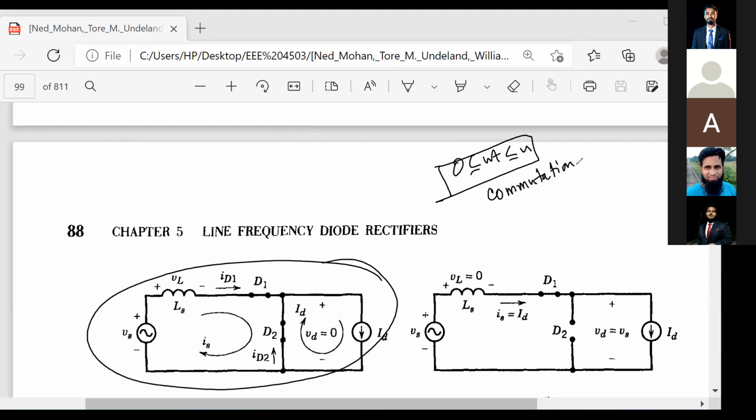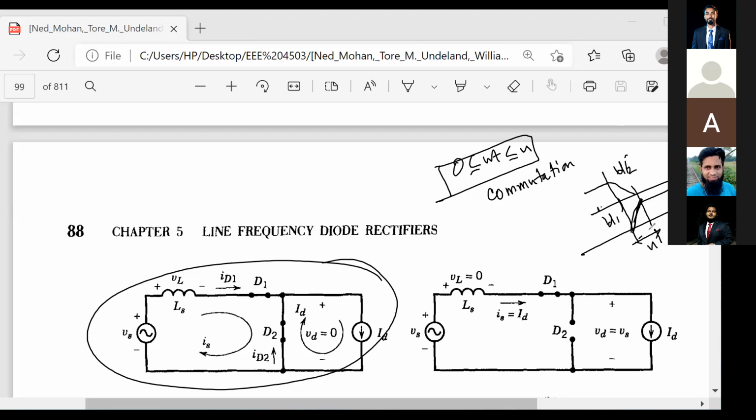You understand commutation? What does it mean by commutation? Sir, when conduction changes from one diode or set of diodes to another set. Yes, shifting of the current from one set of diodes to another set, or one diode to another diode, right? That is being done here. This is ID2, which is just going down, and this is ID1, going up.